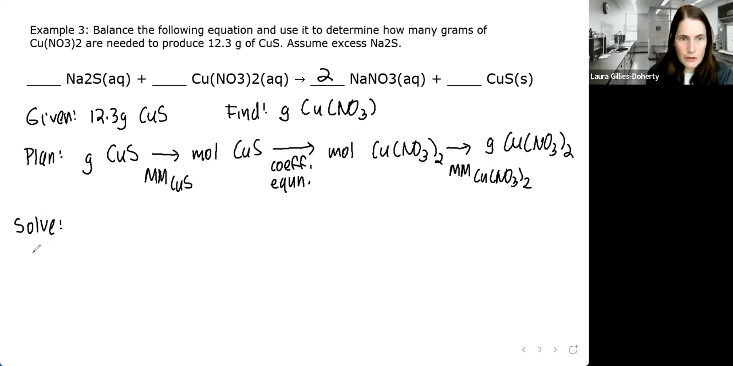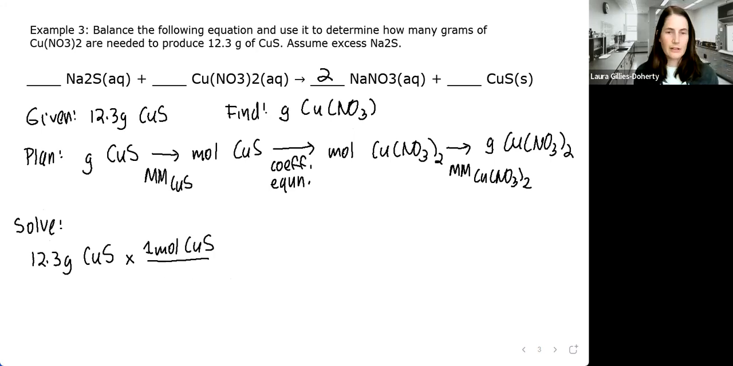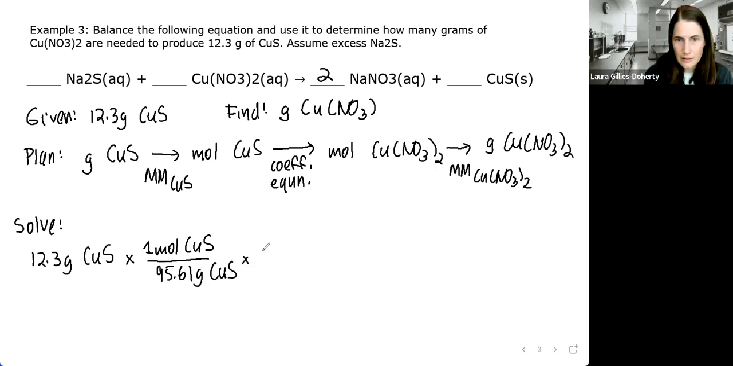So we're starting with 12.3 grams of copper sulfide. That's how much product we want to make. 1 mole of copper sulfide. And now we've got to calculate the molar mass. How much does 1 mole of copper sulfide weigh? So that's the mass of 1 atom of copper, 63.55, plus the mass of 1 sulfur, 32.06. I got 95.61 grams of copper sulfide.